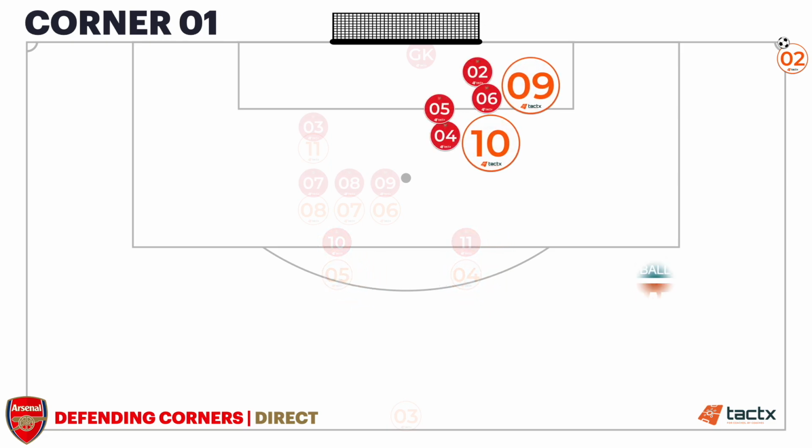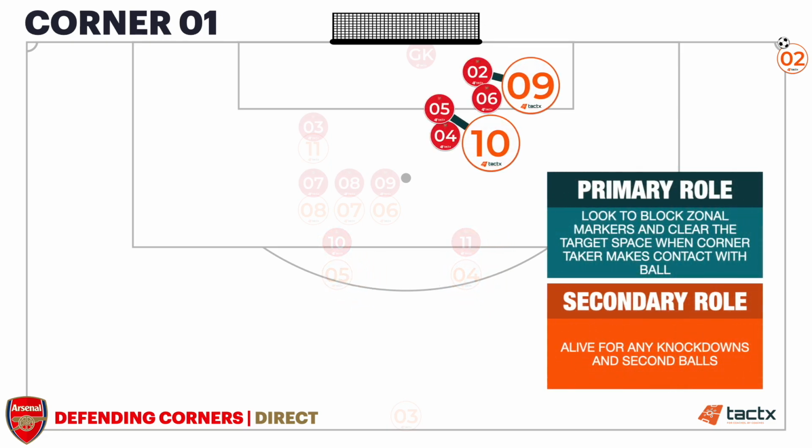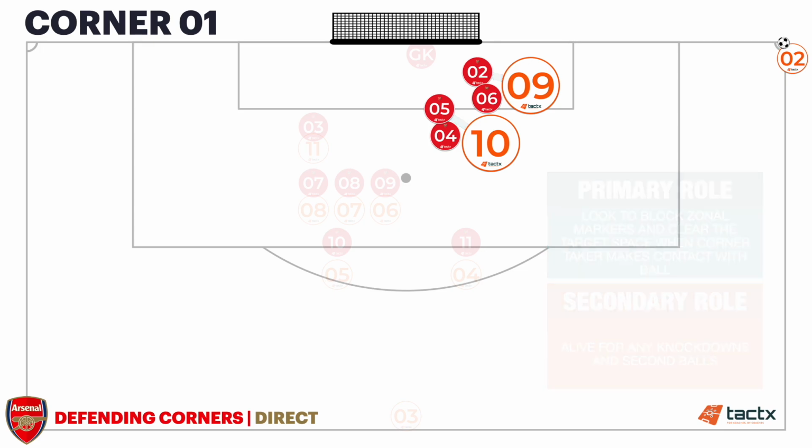The 9 and 10's role is vital. They will be blocking Gabriel and Havertz, the zonal players, from entering the target area. They'll be doing this when the corner taker makes contact with the ball. We don't want them to block too early, and anything later will allow the players to attack the ball. Following this, they're alive for any knockdowns and second balls.